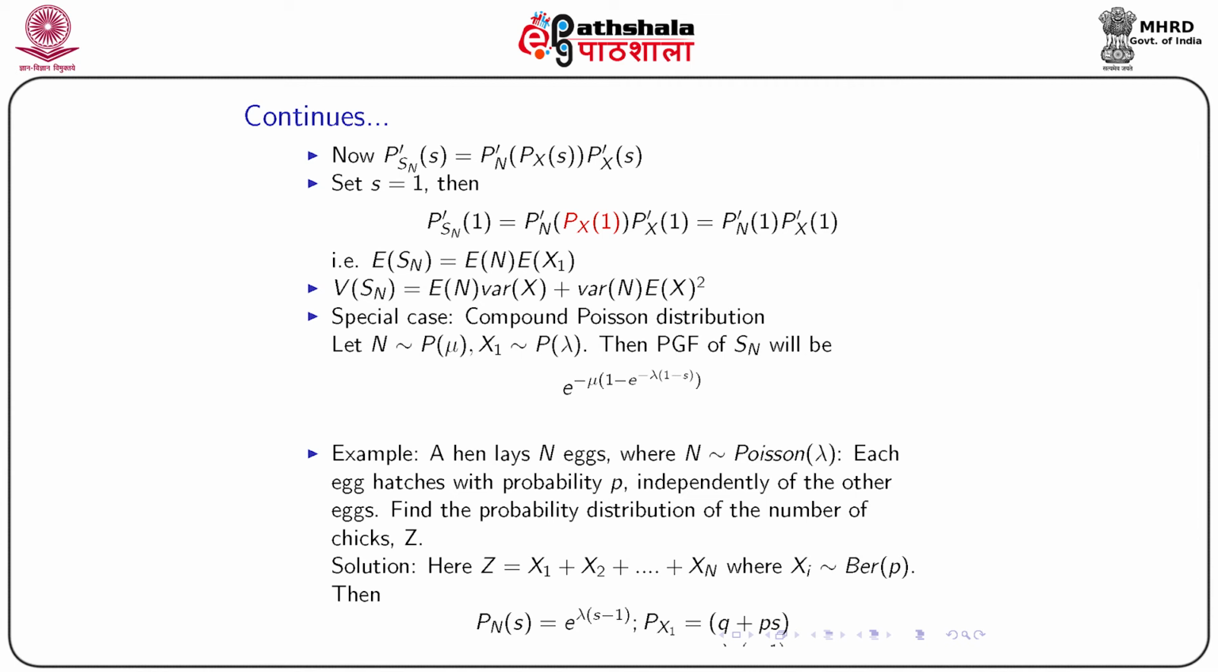Now using the concept of conditional expectation, this expectation can be written as the sum over small n from 0 to infinity of the expected value of s to the power X1 plus X2 plus ... plus X_N, given the condition that capital N equals small n, times the corresponding probability that capital N equals small n. So what we are conditioning on is that capital N equals small n. If we put this condition in, it boils down to the sum over n from 0 to infinity of the expected value of s to the power X1 plus X2 plus ... plus Xn, times the probability that N equals n.